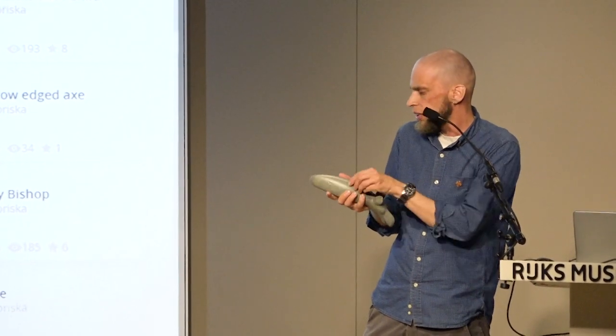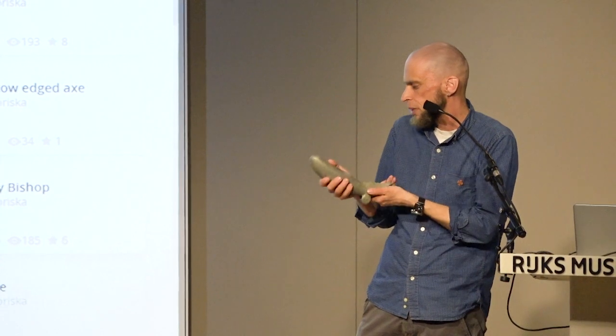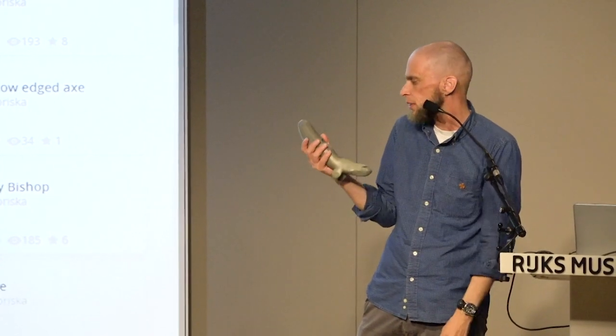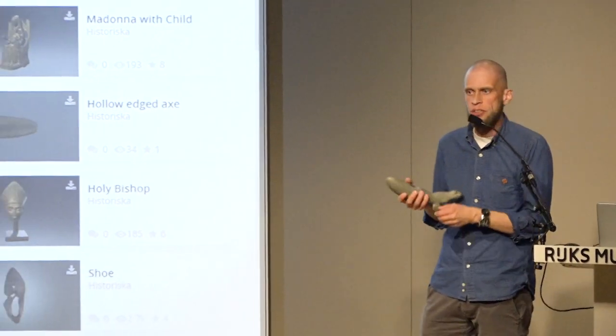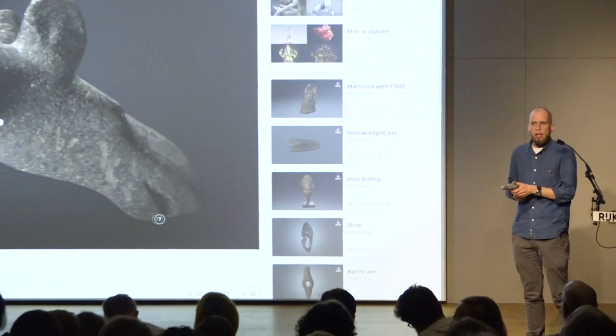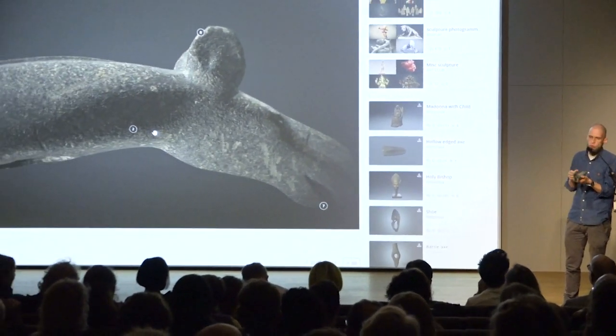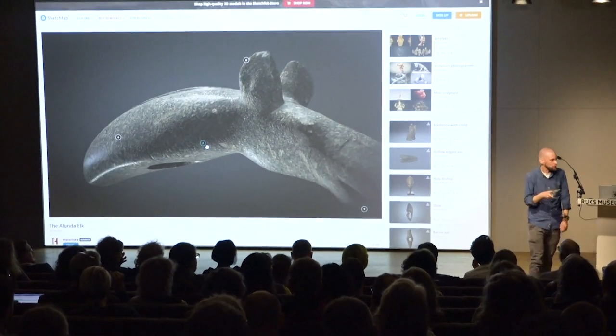So this gives you a really good tactile representation of the axe itself. There's a hole in it here, it's for a staff. There are rock carvings in Sweden where you can see it held by human figures on top of a staff. So you can also use this for reconstructions. I will pass it around so you can feel it.